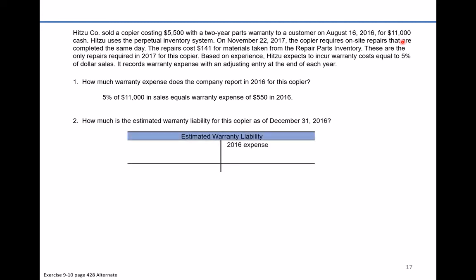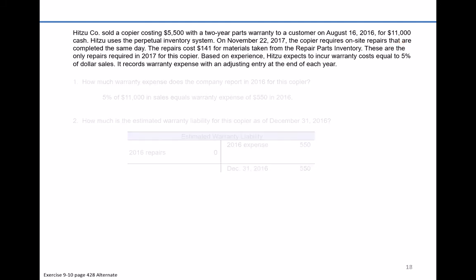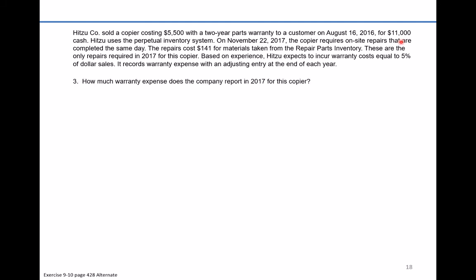Well, this sale happened in August of 2016, and if this is the only sale, that amount of $550, there were no repairs done for this in 2016, so there would be 0 repairs. Therefore, our estimated warranty liability would be just the amount for this one and only sale that was made in the year. $11,000 times 5%, estimated warranty liability is $550 still.